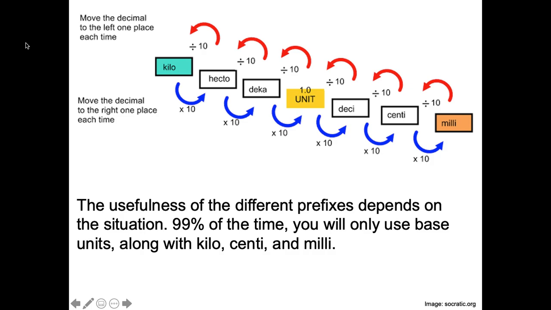And when we're converting from one prefix to the other, all you have to do is multiply or divide by 10 the number of times that is equal to the number of spaces in the mnemonic device that you are going. So if you're going from kilo to deca, you have to divide or multiply by 10 two times because you're moving 2 spaces to the right. If you're going from milli to centi, you have to divide by 10 once to get to centi.